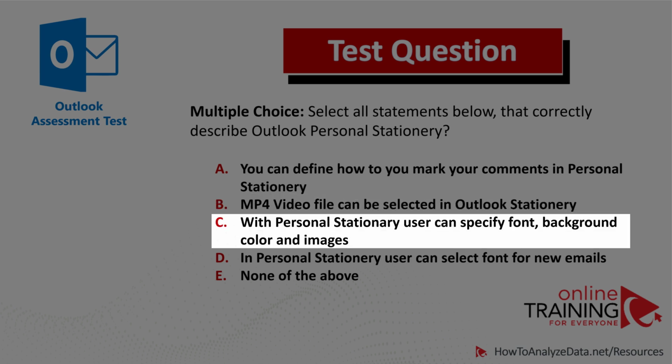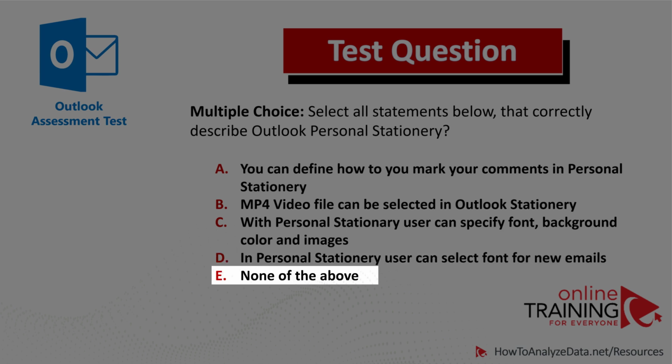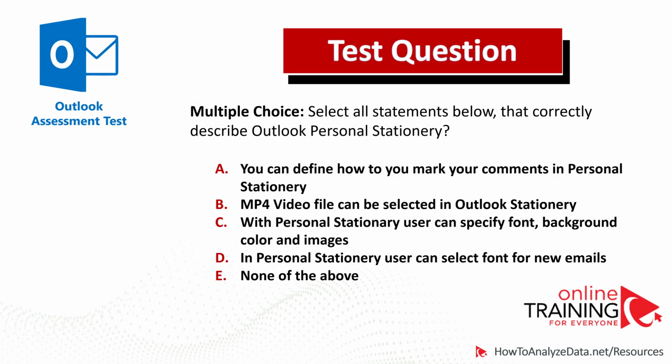Choice C. With personal stationery, user can specify font, background color, and images. Choice D. In personal stationery, user can select font for new emails. And choice E. None of the above. Do you think you know the answer? Let's see how we can get to the correct answer together.